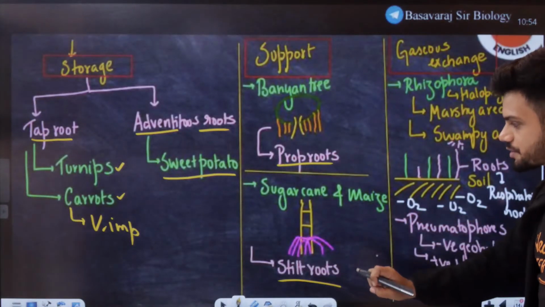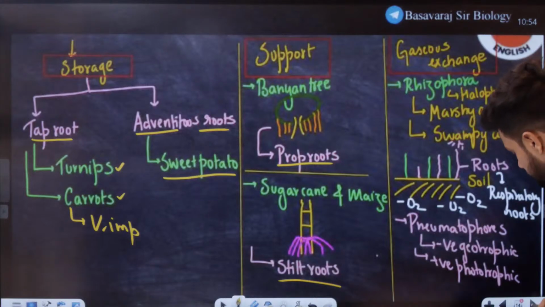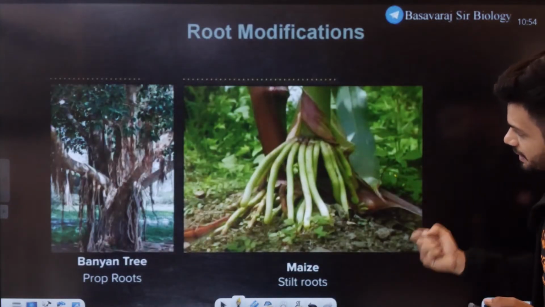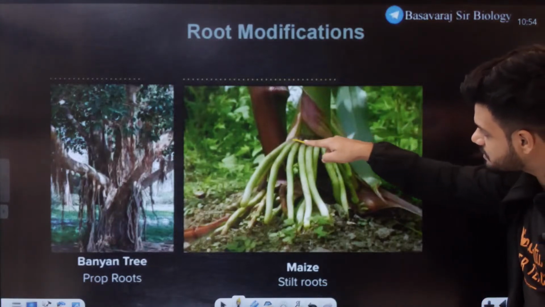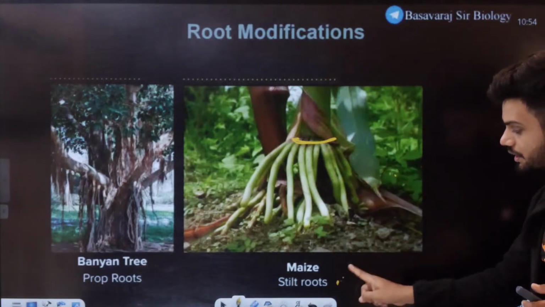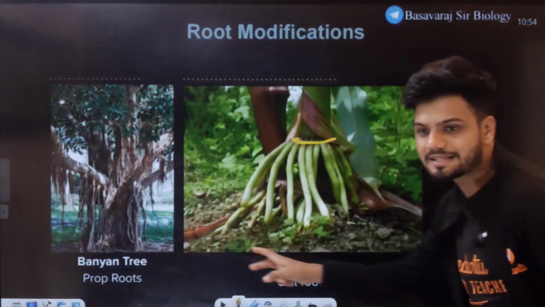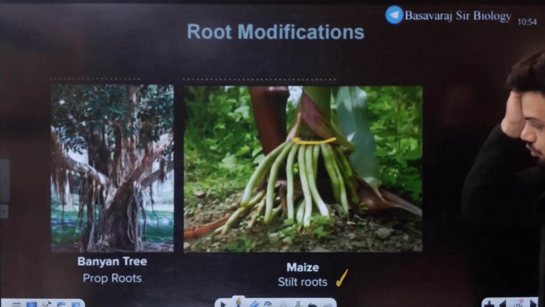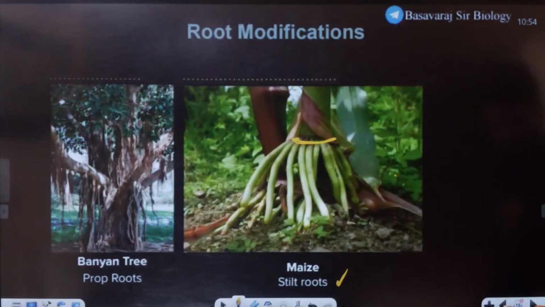Now what are stilt roots? If you can see, students, in the case of sugarcane and maize, from the base of the stem, roots can arise like this. This is called stilt roots. So prop roots, stilt roots. All of you understood the difference? Prop roots, stilt roots.